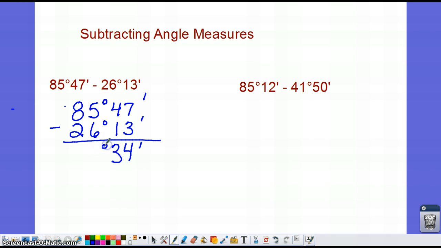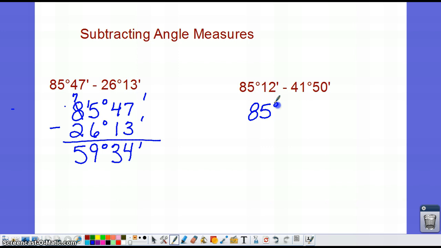Then I can go to my degrees. Oh, I'm going to have to borrow here. So 15 minus 6 gives me 9. 7 minus 2 is 5. So 59 degrees, 34 minutes. Let's take a look at our second problem.